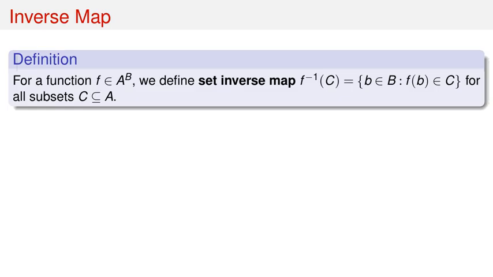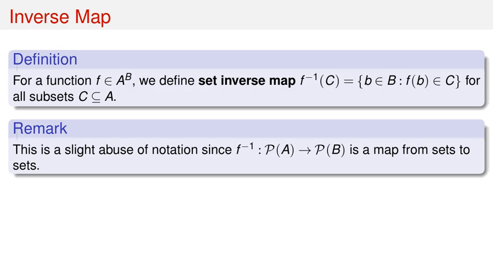Next, let's define the inverse map. For a function f in A superscript B, we define the set inverse map f inverse of C as the set of all elements b in B such that f of b is in C. This is defined for all subsets C that are part of A. It's important to note that this is a slight abuse of notation, as f inverse is actually a map from the power set of A, script P of A, to the power set of B, script P of B. It maps sets to sets.